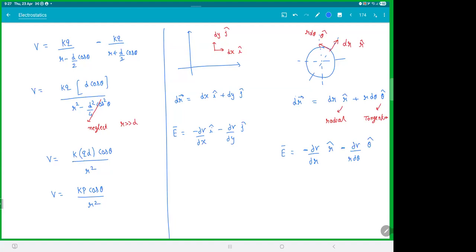So in place of dx, you're keeping dr. In place of dy, you're putting r d theta. You need not know this thing. Getting it? I'm just showing it. It's not important. The final result is more important. And I don't think even at an advanced level, they will try to poke this or mess with this thing.